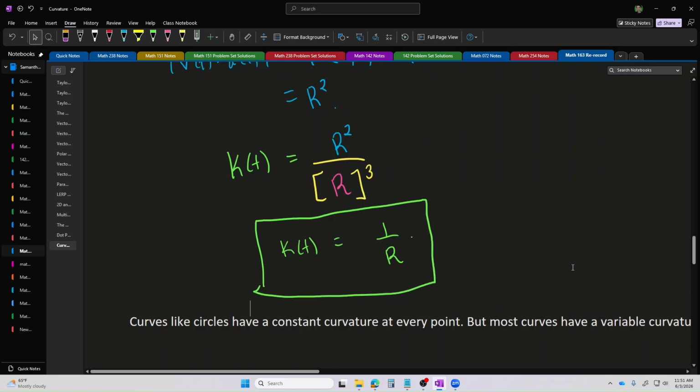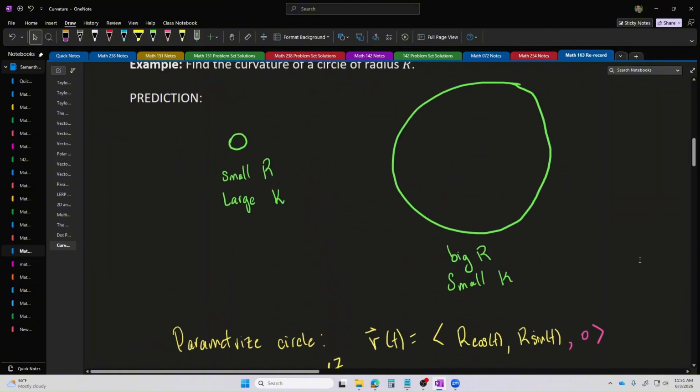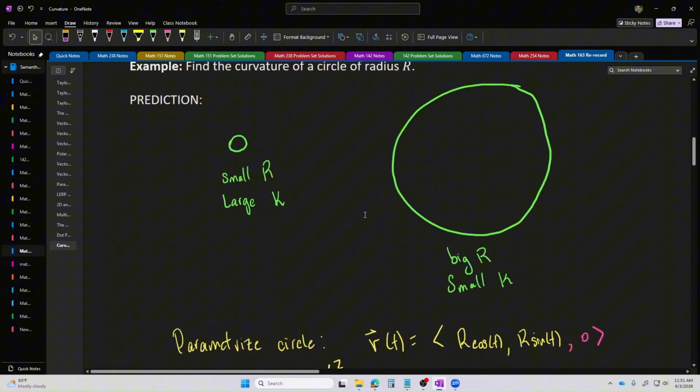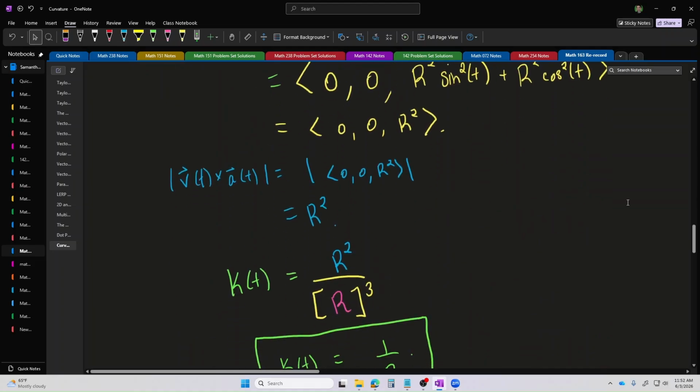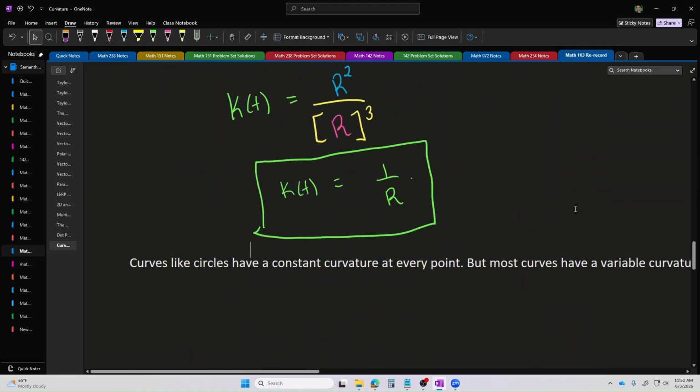So this makes sense, right? At the beginning of the problem, before we even got started, we predicted that a circle with a small radius would have a large curvature, and a circle with a big radius would have a small curvature. And that aligns perfectly with the result that we found down here. The curvature is equal to 1 over the radius, so this is going to give me a large result when r is small, and a small result when r is big. So this result coming from this formula makes sense.